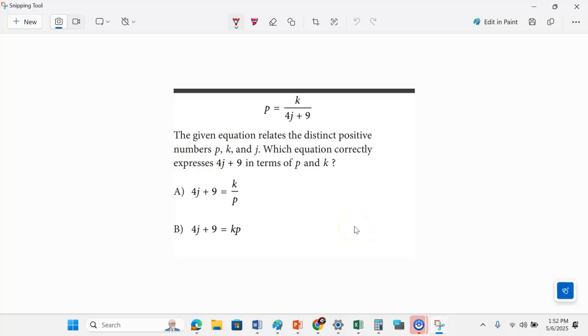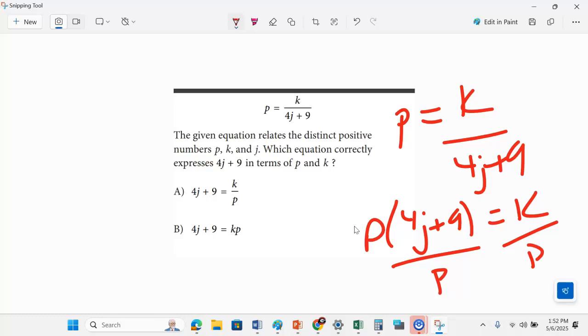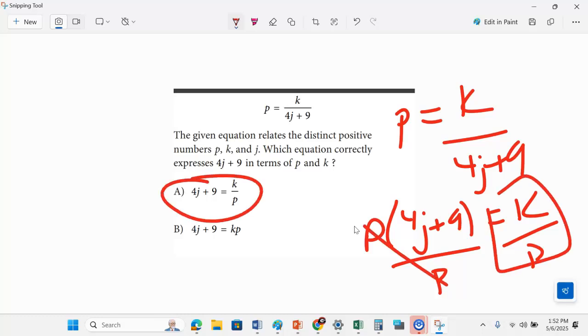There's actually a quick way of doing this. I'm going to show you the probably more common way here. But the quick way, let's do the common way first. Anything on the bottom, just multiply by it. So if I multiply by 4j plus 9, that's p times 4j plus 9 equals k, and then you just divide by p. So then 4j plus 9 is equal to k over p, which happens to be A. We have it visible right there.